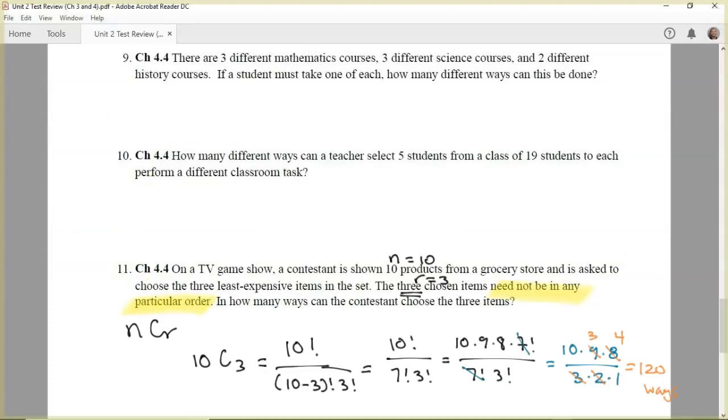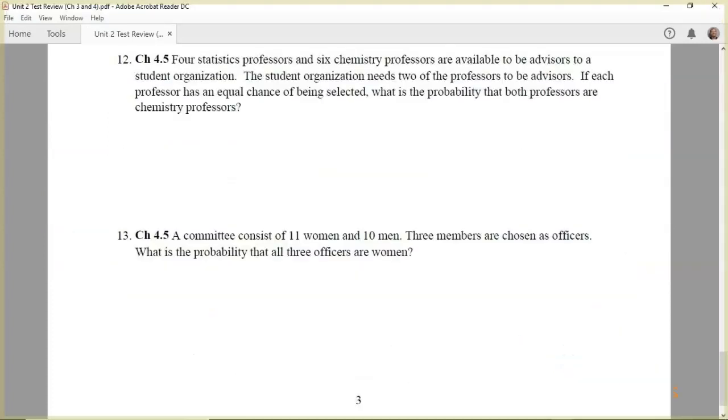And so for our last two questions, number 12 and number 13, they come from section 4.5, where we pick back up with probability, probability with combinations. So in this particular question, it wants the probability that both professors are chemistry. So 4 statistics professors and 6 chemistry professors are available to be advisors to a student organization. The student organization needs 2 of the professors to be advisors. If each advisor has an equal chance of being selected, what is the probability that both professors are chemistry professors?